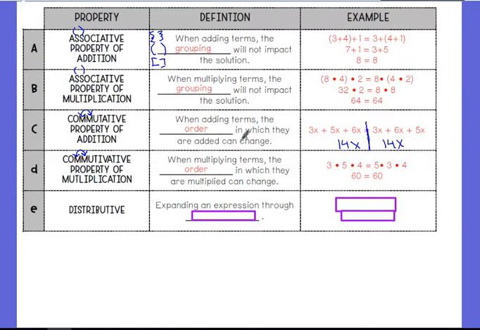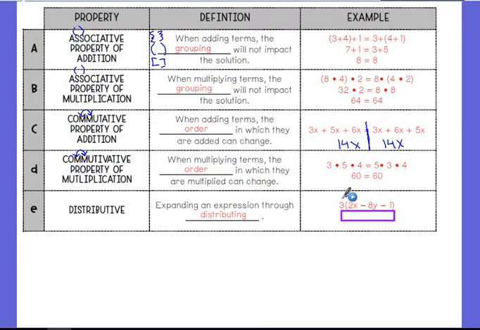Okay, our next property is distributive. We've already gone over distributed. It's expanding an expression through distributing. Distributive property always has that parentheses, and you have the distributor.